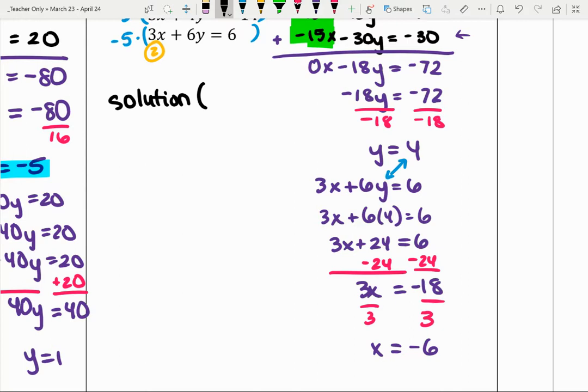So according to all my work here, my solution is the coordinate point. And remember, you should be writing this as a coordinate, not just listing out here's what the x is, here's what the y is. Write it as a coordinate point because we saw on the graphs, that's what the solution actually is. It is a point.